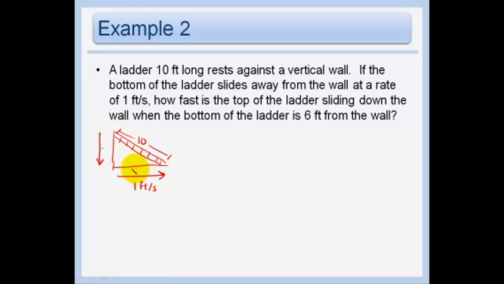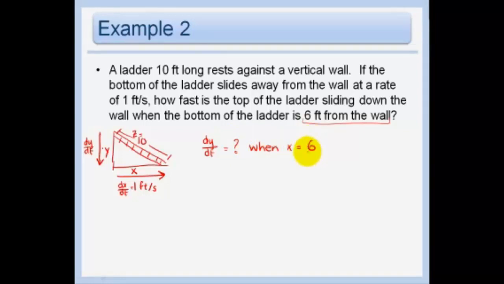So let's call this x, and let's call this y, and let's call this side z. Now we know z is fixed at 10. It's always 10. The x is changing, and ultimately they are asking us, how fast is the top of the ladder sliding down the wall? So this would be dy dt, right? And this is dx dt. So we want to know dy dt is what when x is 6.